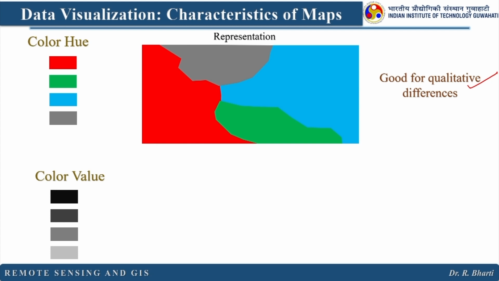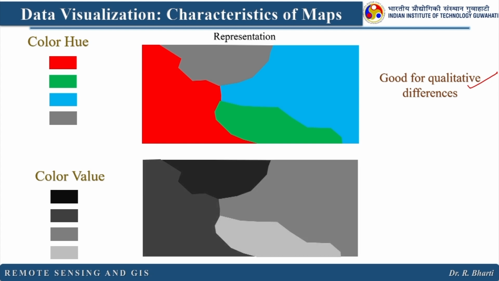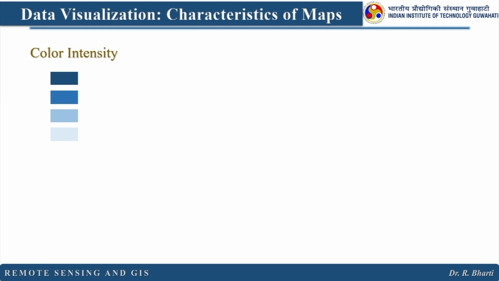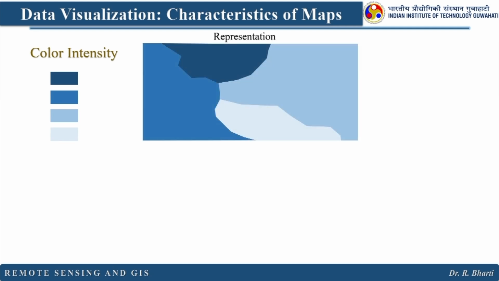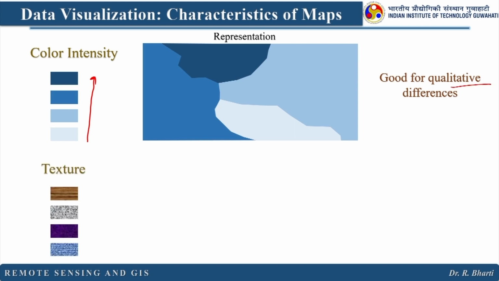Then color value, here you can represent your quantitative data. So this may be 10, this may be 20, or on a scale you can show how it is changing, right. The next is color intensity. So the color intensity can also be used like the previous one, where I have shown you different scales. Here you can also put a scale of a single color, and you can use this for qualitative or quantitative also. Next one is texture.